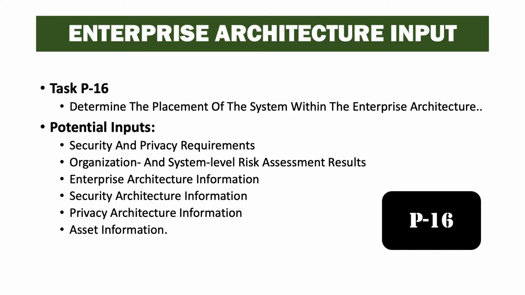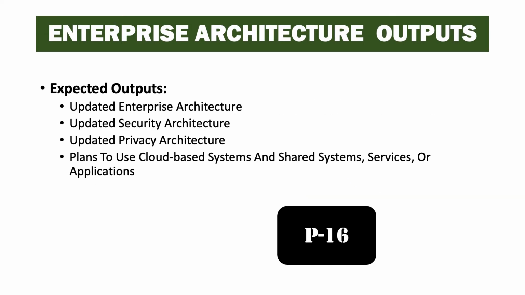Determine the placement of the system within the enterprise architecture is the task we're doing with P16. Potential inputs include the security and privacy requirements, organization and system level risk assessment results, enterprise architecture information, security architecture information, privacy architecture information, as well as asset information. Expected outputs include updated enterprise architecture, updated security architecture, updated privacy architecture, and plans to use cloud-based systems and shared systems, services, or applications. So we're definitely going to update some architecture in this task.